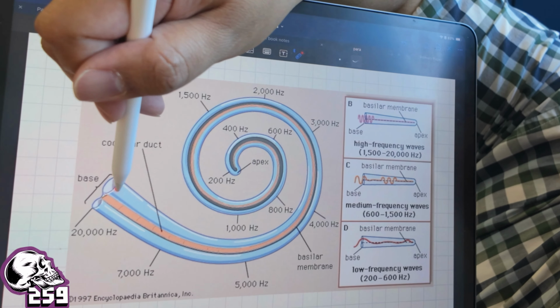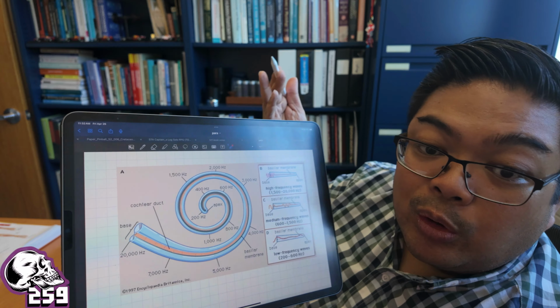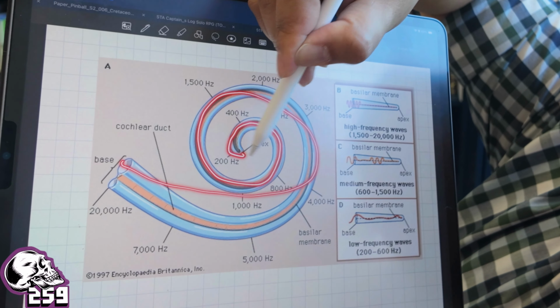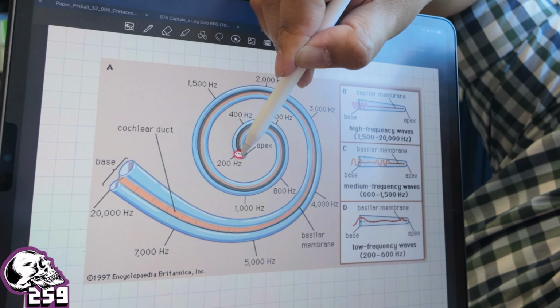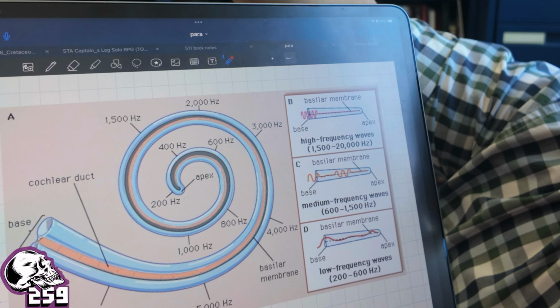The most important thing I want you to understand, high-pitched noises are going to bend closer to the base. Lower pitch or lower frequency noises have to make their way all the way to the apex, right? They have to travel a lot farther down the cochlea to actually cause the basilar membrane to bend. So that's all I have for you in terms of the basilar membrane. Hopefully now you have a better understanding of how the anatomy and physiology of hearing works. How do we hear low-pitched noises versus high-pitched noises?